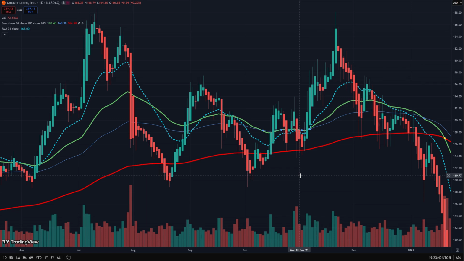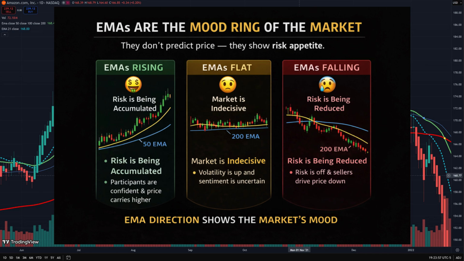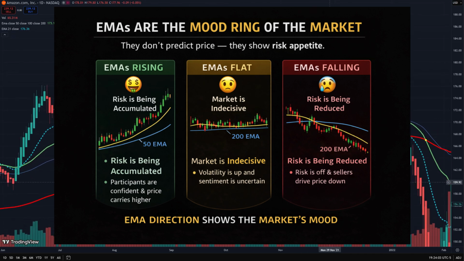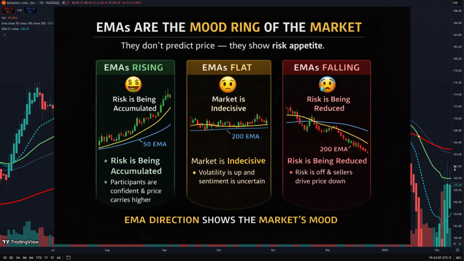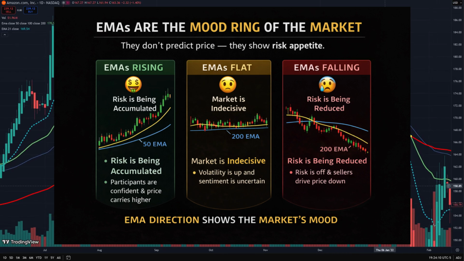The EMA reflects behavior first, and price reactions follow as a consequence of that shared behavior. In this way, EMAs function less as forecasting tools and more as coordination mechanisms. They summarize how risk is being perceived and managed across the market at any given time. Think of EMAs as a way to see the mood of the market. They tell us whether risk is being accumulated, people are willing to buy and hold; being maintained, people are holding steady, not changing much; being reduced, people are selling or stepping back.